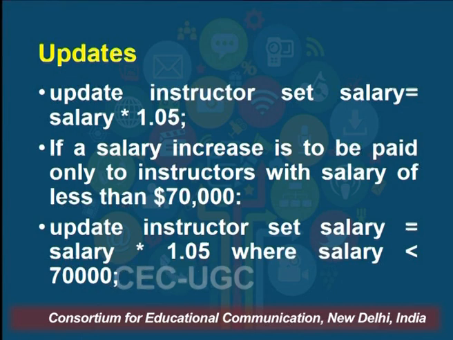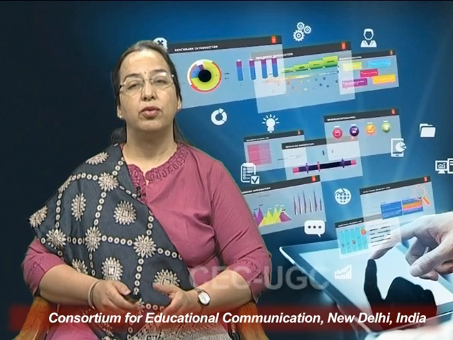Now, we can also include the where clause with this update. If a salary increase is to be paid only to the instructors whose salary is less than 70,000, we will write update instructor set salary equals salary into 1.05 where salary less than 70,000. So wherever salary is less than 70,000, only those tuples will be updated, and those instructors will be given a salary raise of 5%.